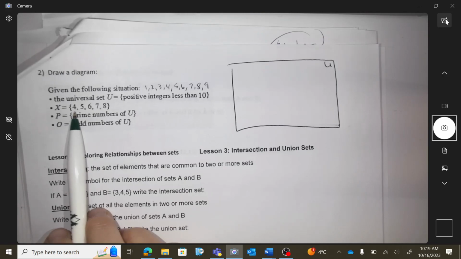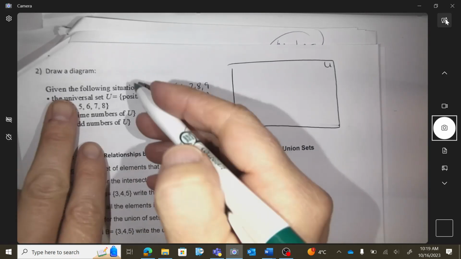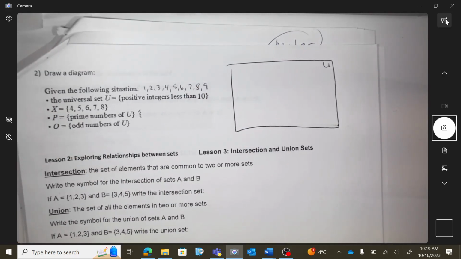Okay, so X is already listed. Prime numbers. So let's write out the set. What's prime? Anybody know the word prime? What does it just mean in math? You can only divide by yourself and 1. Okay? 1 is actually not considered a prime number.